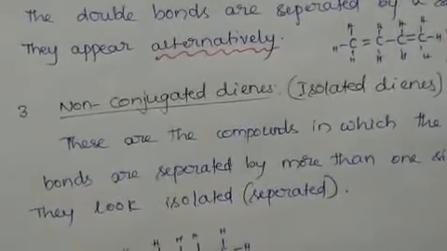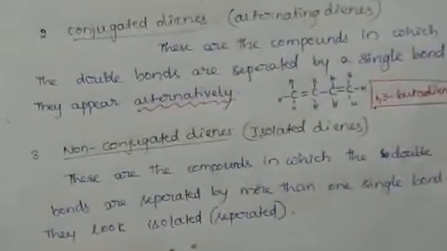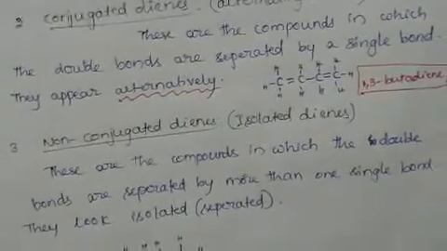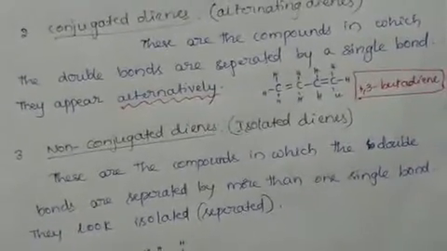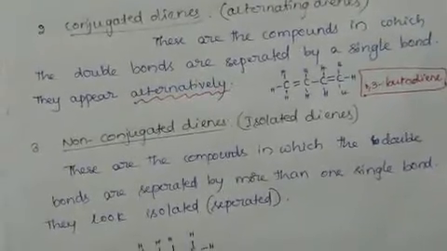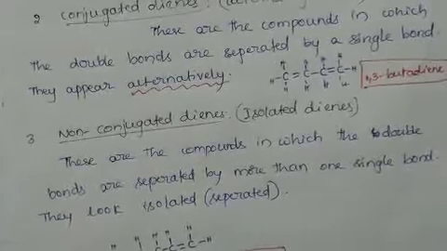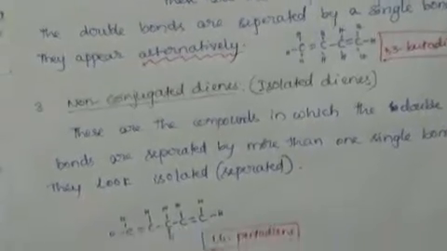They are also called isolated dienes. These are the compounds in which the double bonds are separated by more than one single bond. If the double bonds are separated by one single bond, it is called conjugated. If the double bonds are separated by more than one single bond, they are called non-conjugated dienes. So if you see the structure, they look very isolated, very separated.